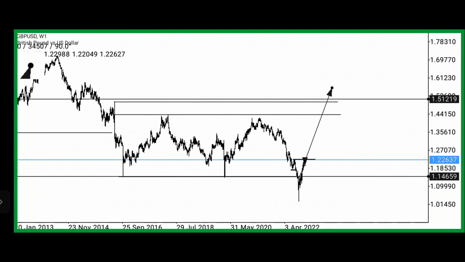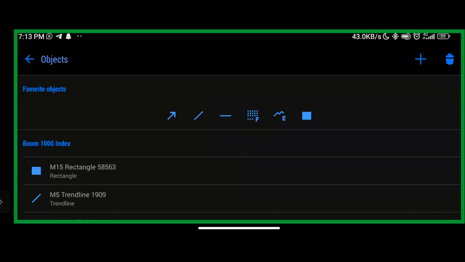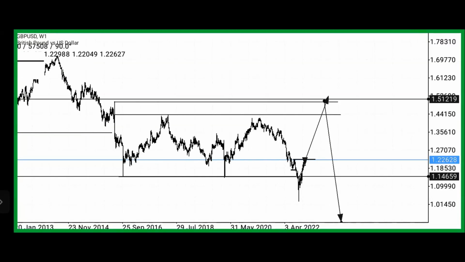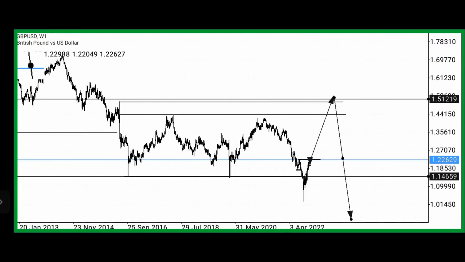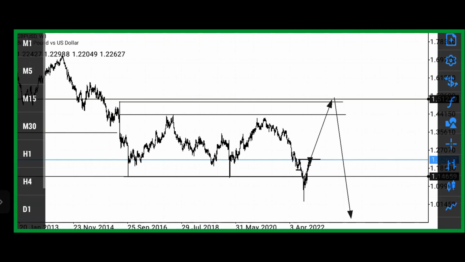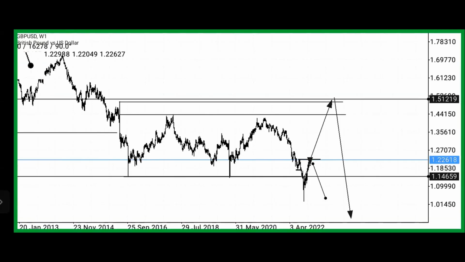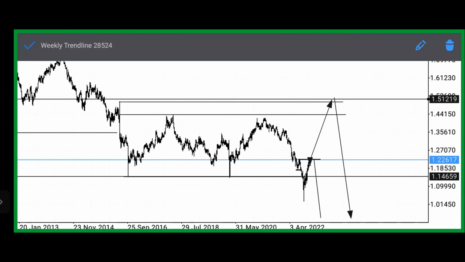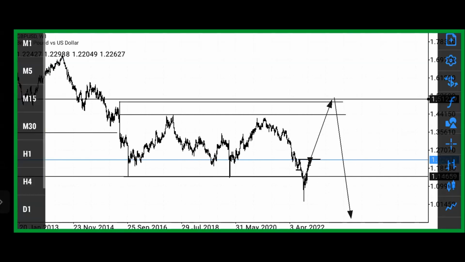That should take price back to this zone before the proper sell. So this buy here should be a major retracement, because I'm not expecting this market to start selling from here. I'm actually expecting it to keep buying until it gets to that zone, then clear this liquidity.